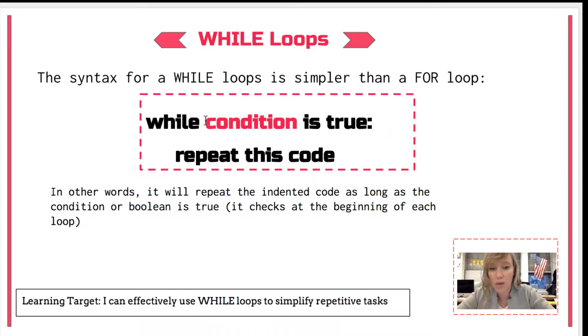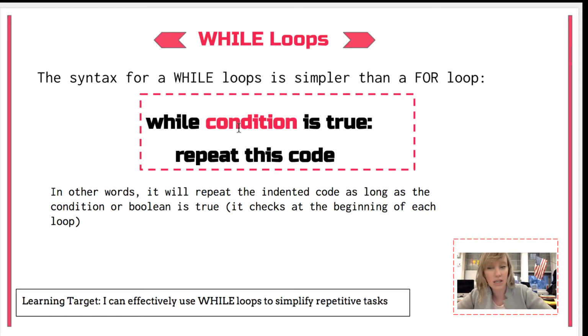You literally just say while a condition is true. So what you're checking on is a Boolean statement. Sometimes it's a comparison of 2 numbers. Sometimes, as we're going to see in a code along later on, you can check to see if a string is equal to a certain value. But it's a Boolean condition that you can check, and it can be evaluated to be true or false.